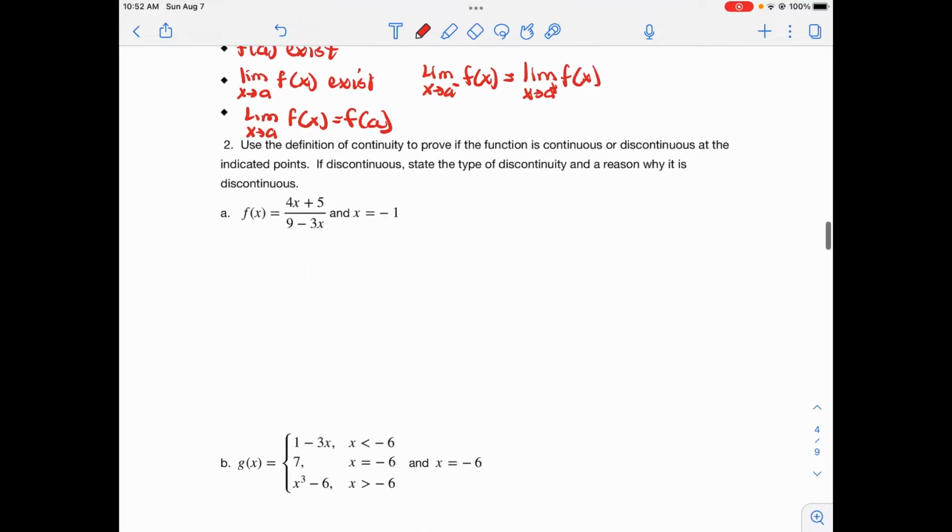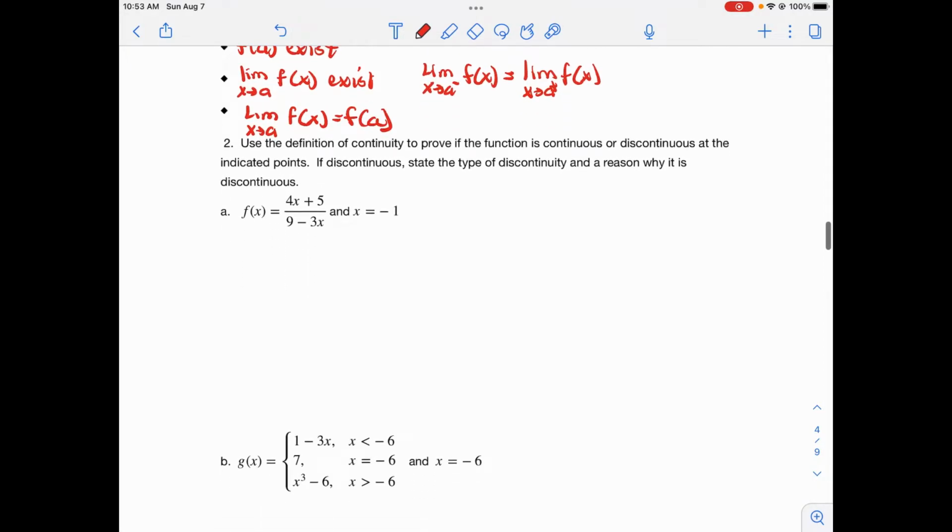We're going to use this definition of continuity to prove that the function is continuous at the point x equals -1. So first we figure out f of -1. We have to see if the function value exists, so we just do direct substitution. Let's see. So that's -4 plus 5, so that's 1 over 12. That's a value. So therefore, f of -1 exists. So we proved our first condition.